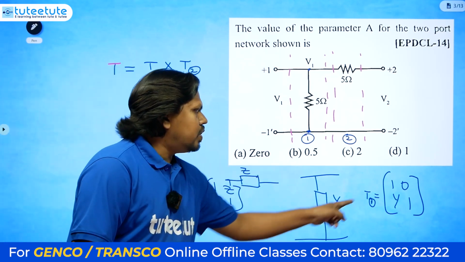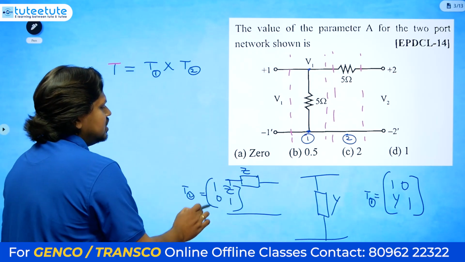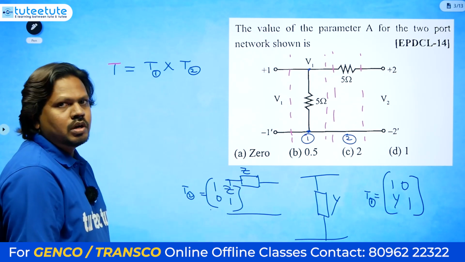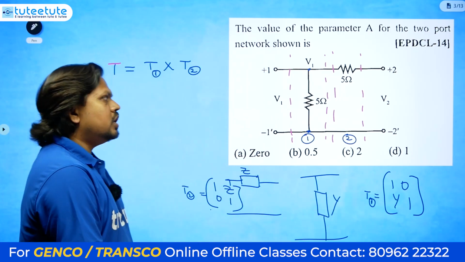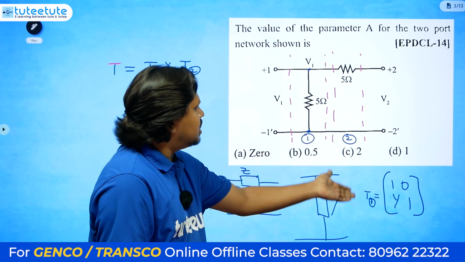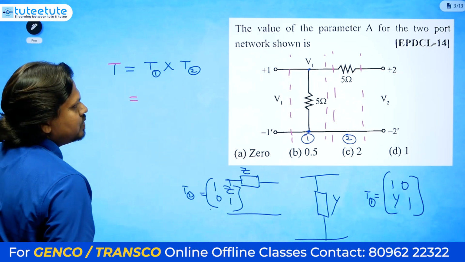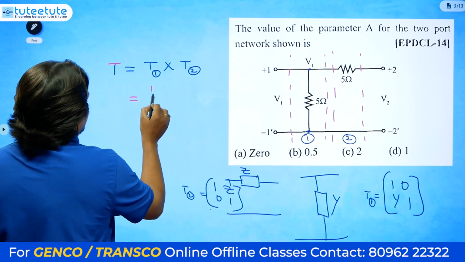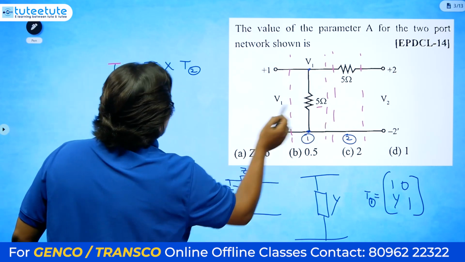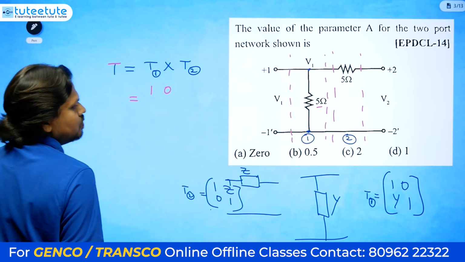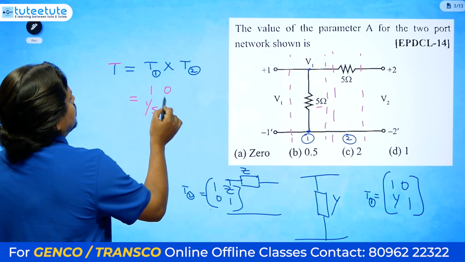So these are the two shortcuts we need to remember directly. The parallel one is 1 0, Y 1, where Y means admittance, and the series one is 1 Z, 0 1, where Z means impedance. Generally impedance is in ohms and admittance is in mho. Here also one network is like this and one is like this, so we directly give the ABCD parameters of these two networks. For the first network, Y is not 5 here, the 5 is in ohms, so we have to give the admittance in mho, that means 1 by 5 and 1.